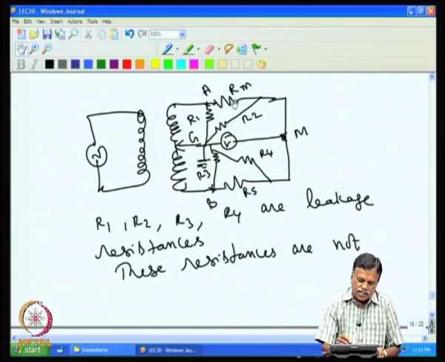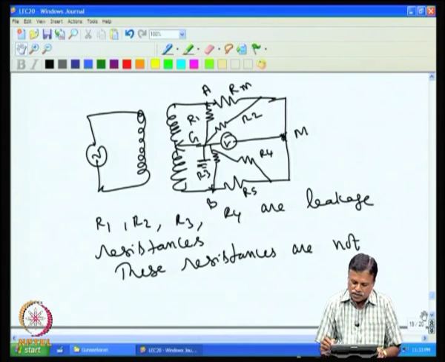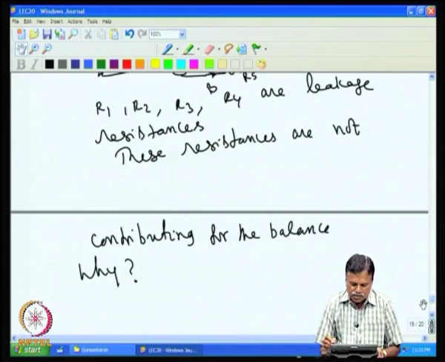That is why this resistance can be even 100 megohm or 200 megohm. You will get an accurate result, which is not possible in other circuits. So, this is a calibrated circuit originally used for capacitance measurement. This can be used for resistance measurement. So, effectively these resistances are not contributing to the balance of the bridge.